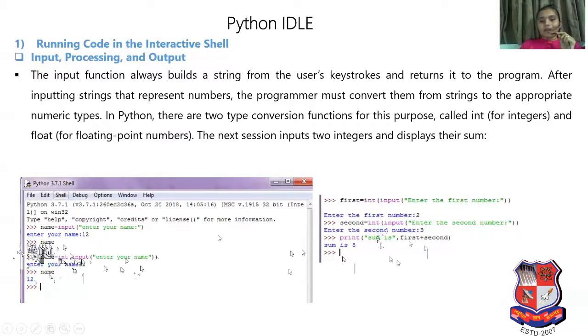In the same way, you can see the example here: enter the first number, and second, enter the second number. I have typecast them using the function integer. Then I can display the summation, first plus second.